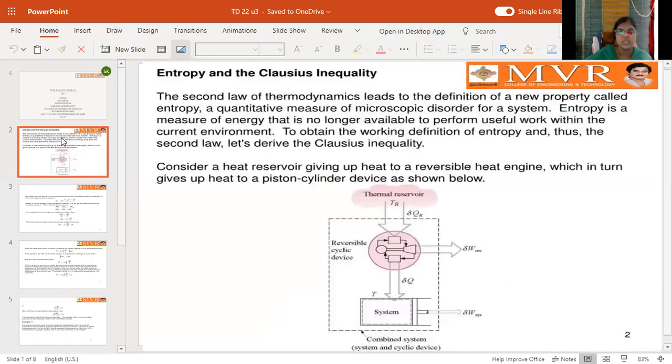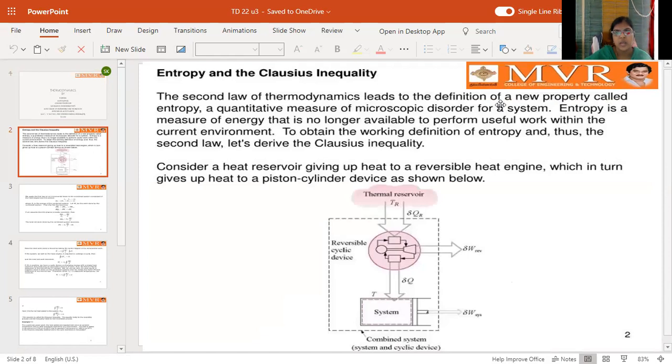Today, we are going to discuss the topic of entropy and Clausius inequality. First of all, let us discuss what is Clausius inequality. Then, after that, we will discuss what is entropy. So, first of all, what is Clausius inequality?